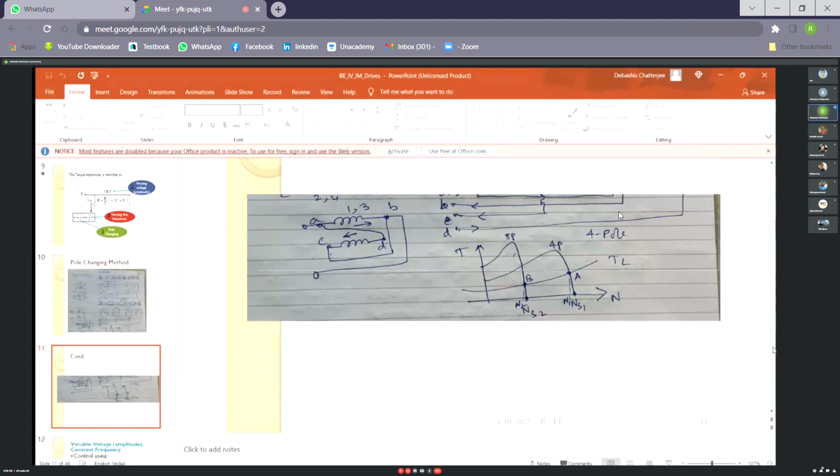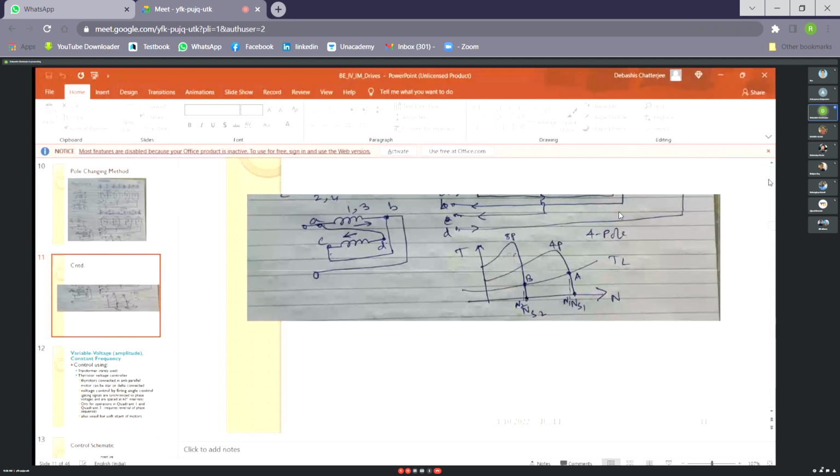Now the thing is that this has got some limitations. First of all, I was talking at the beginning of the lecture that when it is a squirrel cage machine, the rotor will assume the same number of poles as the stator automatically. So this can be easily applicable for cage machines.